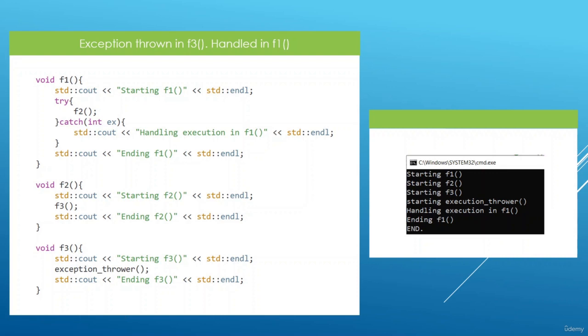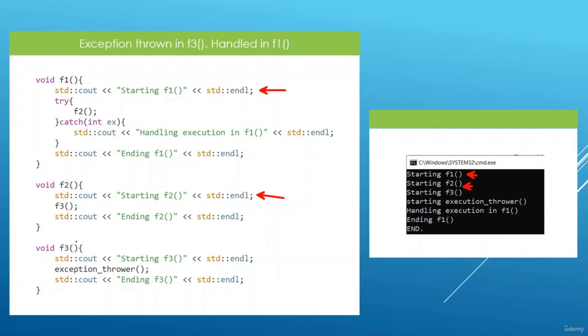Suppose we are calling F1 in main. Again, we are going to start F1. We see the message here. F1 is going to call F2, but the call is going to be wrapped in a try-catch block. So control is going to go in the body of F2. We are going to say that we are starting F2 here. That's the message we see in our output.